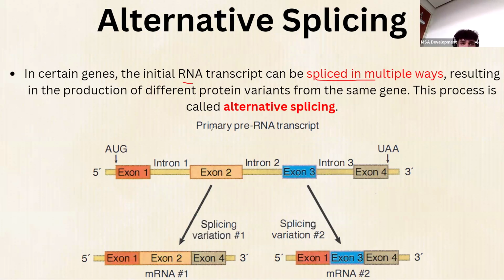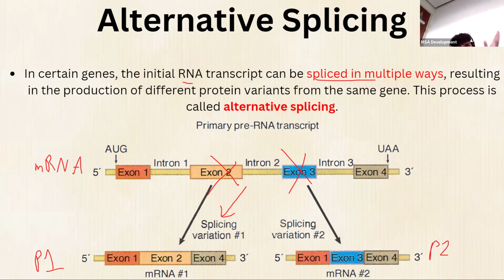What does that mean? Basically, I have the mRNA right here. Alternative splicing: let's say I decided to splice out exon number 3. I want only 1, 2, and 4. I will get protein number 1. However, I don't want protein number 1 this time. I want 1, 3, and 4. I will get protein number 2. These two proteins could have the same function, but they could also have completely different functions. So from the same RNA, many different proteins can come out.